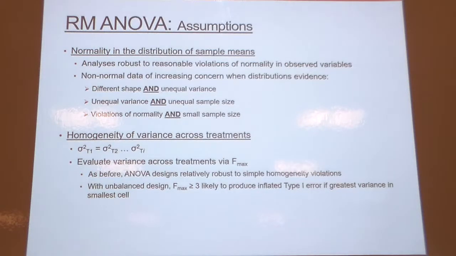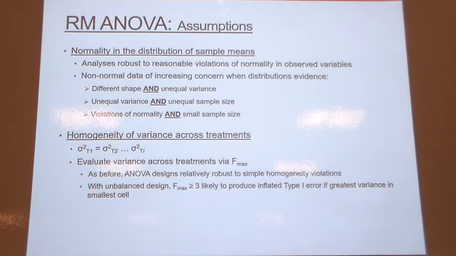So we want cell sizes that are adequate to help make our analyses robust, but also remember if we start doubling down on violations, right? If I have distributions that are a different shape, unequal variances, unequal sample sizes, huge violations of normality, small sample sizes, these are all situations under which, when I'm screening these analyses, I start to become very concerned about potential consequences. Okay. But always remember that our assumption here is technically not with our observed data, it's the distribution of sample means.